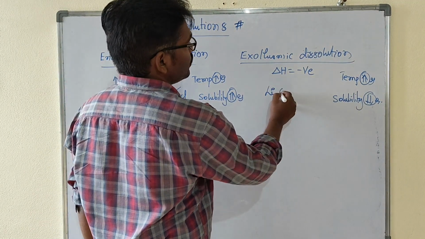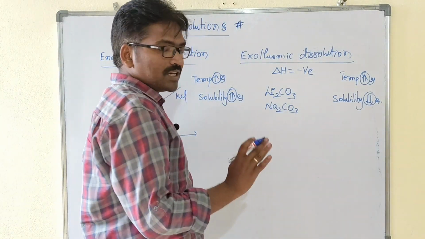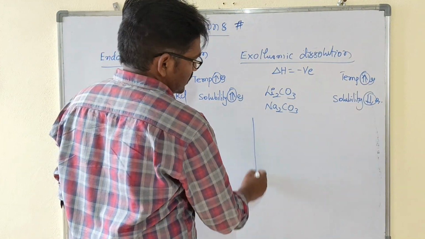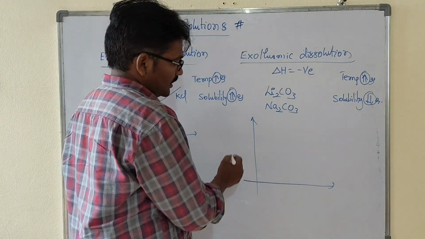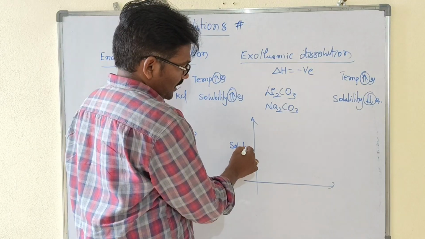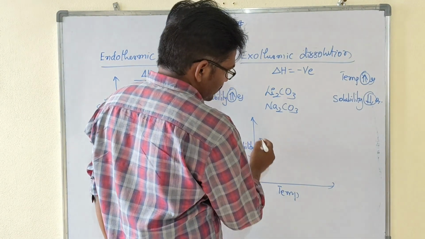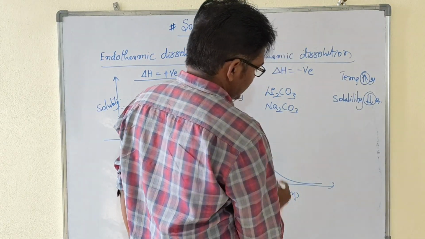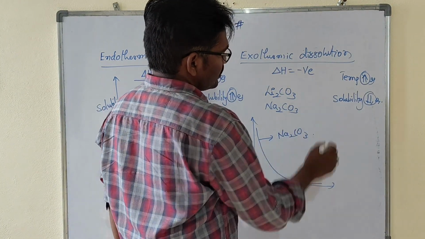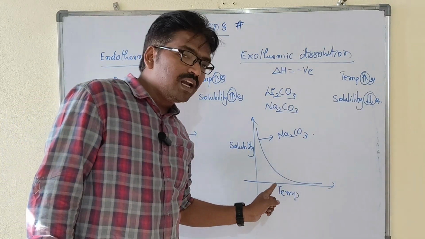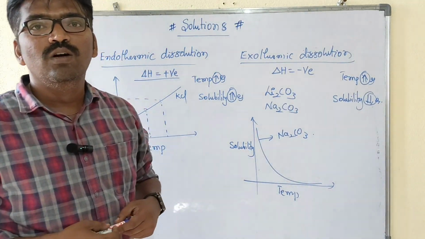Lithium carbonate, Li2CO3, then sodium carbonate, Na2CO3, such type of compounds. In this case, it actually decreases exponentially. If you take solubility here and higher temperature, these are the graphs you can get, like this for Na2CO3. Solubility decreases when the temperature goes on increasing. Understand, my dear students? Okay.